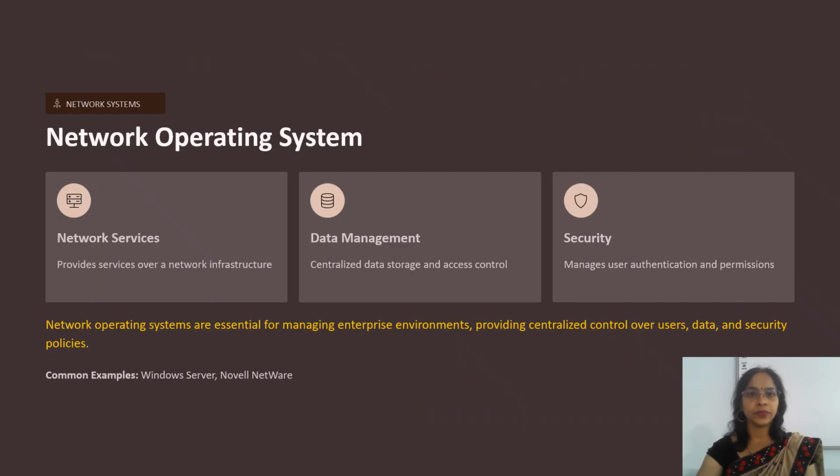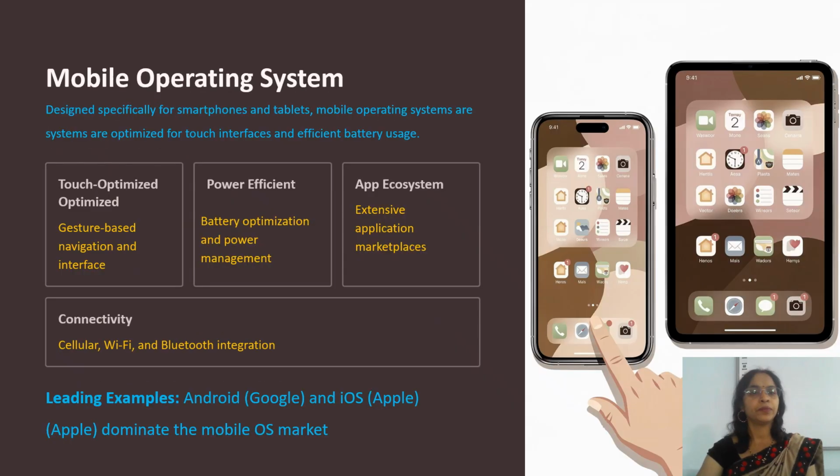Now, what is a network operating system? A network operating system provides services and works over a network. Its features are centralized data management, security control, and user authentication. Common examples are Windows Server and Novell NetWare. It is used in enterprise environments. That means it provides services over network infrastructure and manages the security as well.